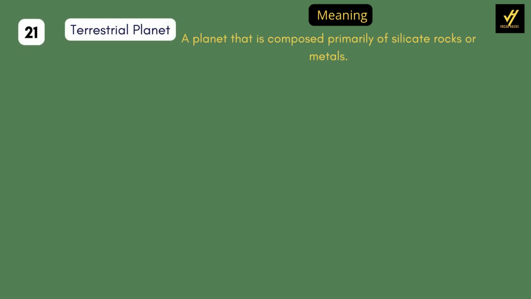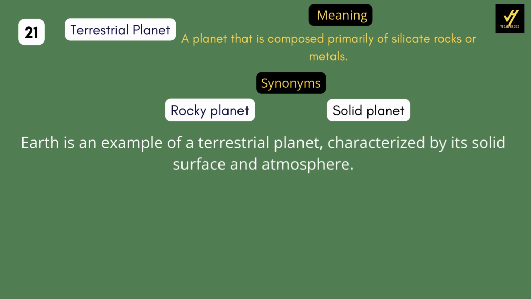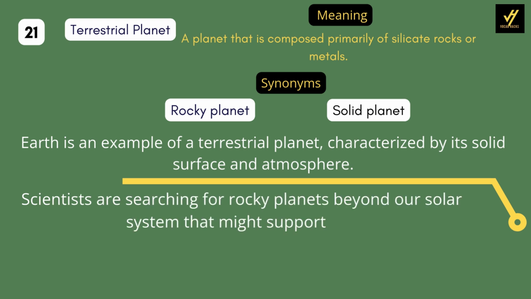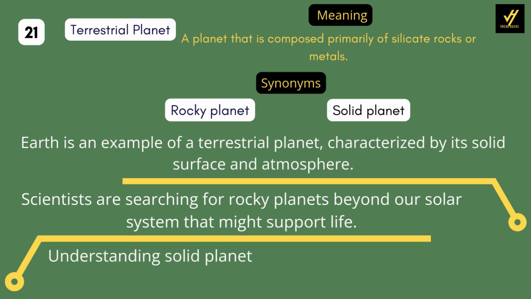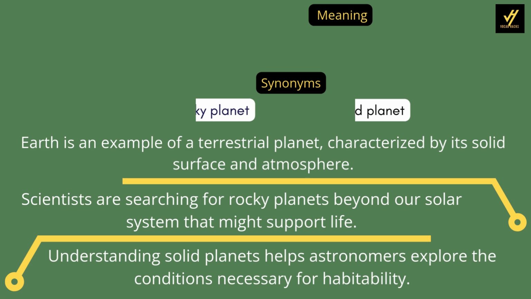Terrestrial planet, a planet that is composed primarily of silicate rocks or metals. Rocky planet, solid planet. Earth is an example of a terrestrial planet, characterized by its solid surface and atmosphere. Scientists are searching for rocky planets beyond our solar system that might support life. Understanding solid planets helps astronomers explore the conditions necessary for habitability.